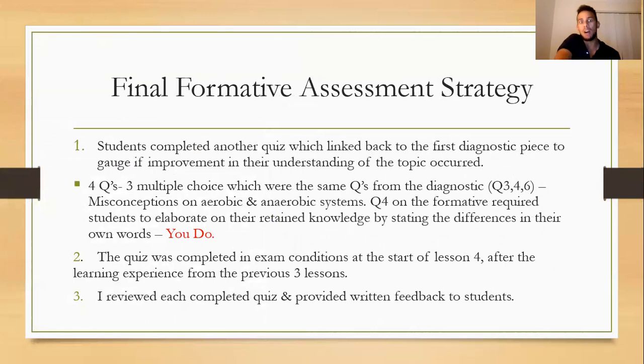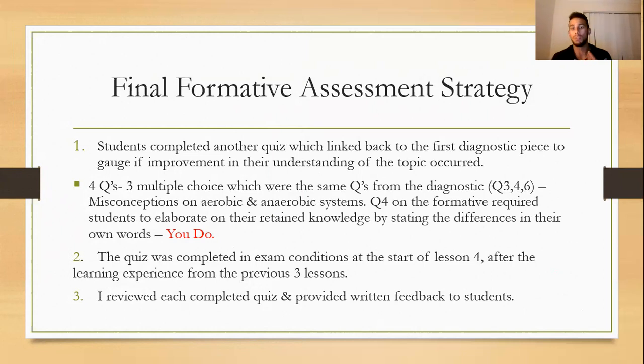Now this led on to the final formative assessment strategy. So students completed another quiz which linked back to that first diagnostic piece. Now this was to gauge if improvement occurred in their understanding. So this time there were 4 questions instead of 6, and 3 multiple choice questions were on the quiz, and they were the same questions from the diagnostic test. And these were the ones that raised the misconceptions and the questions that students struggle the most with. So there's questions 3, 4, and 6.